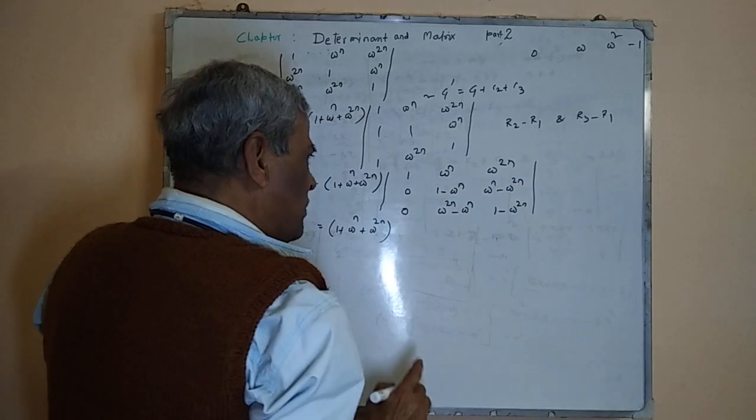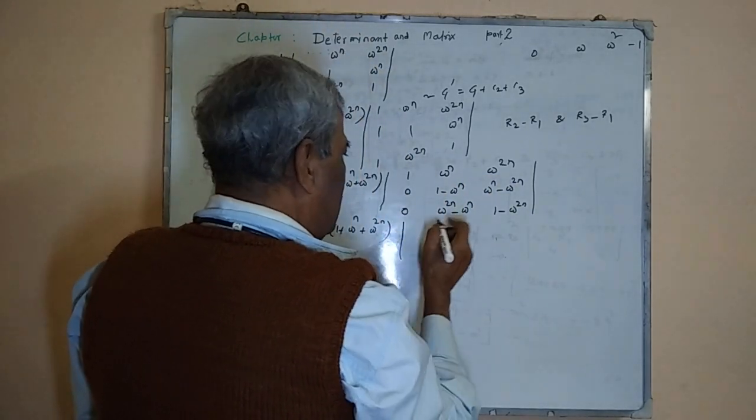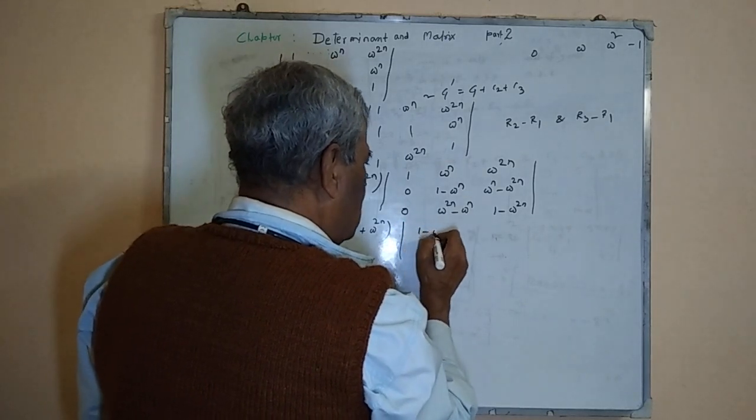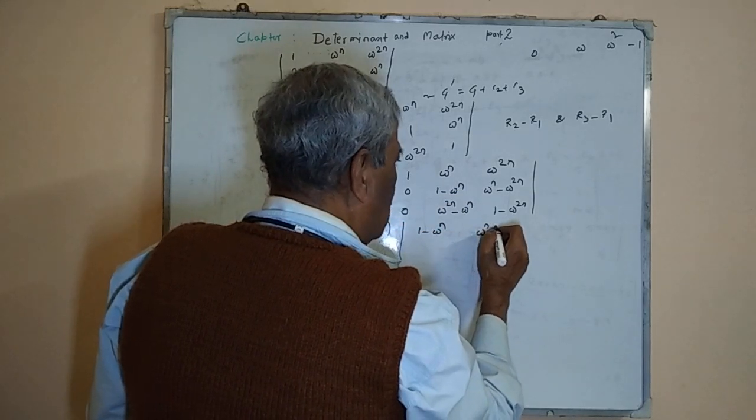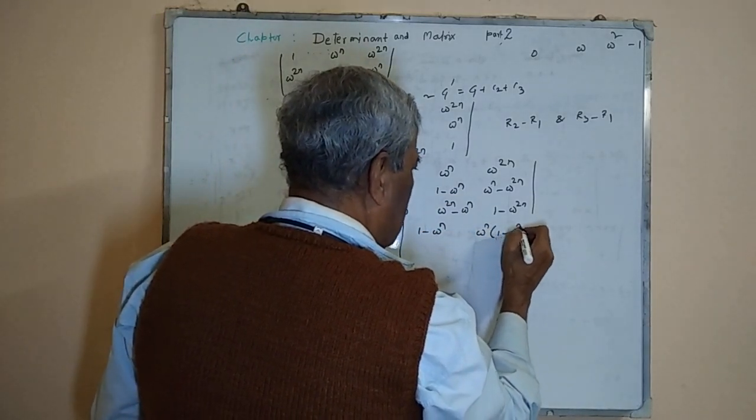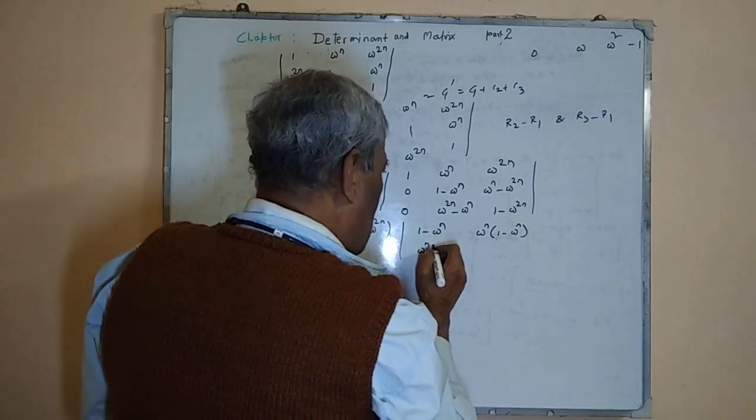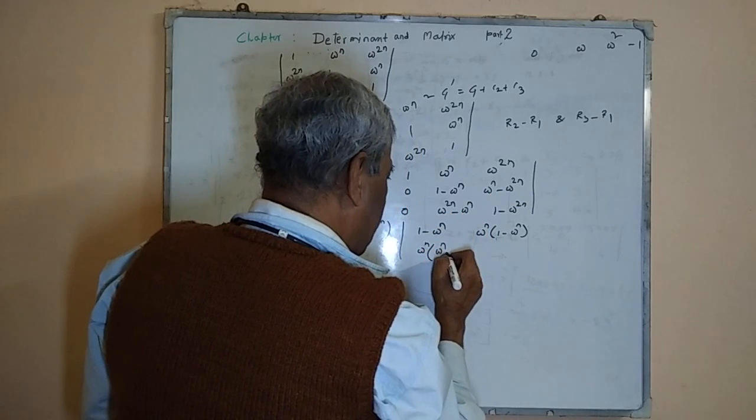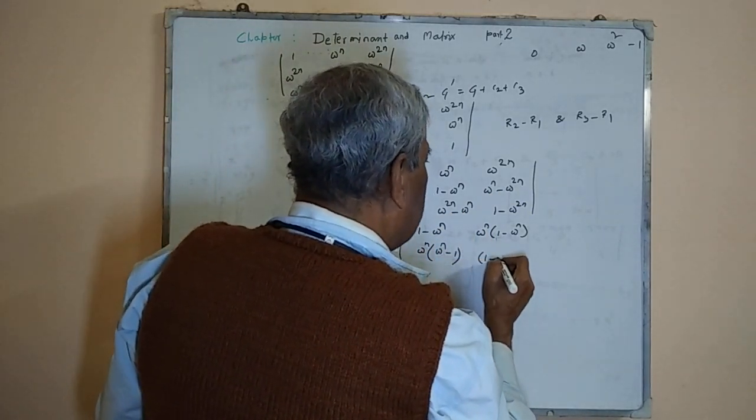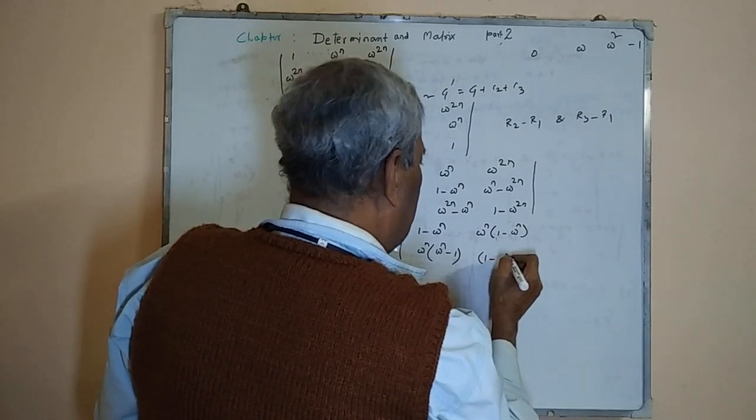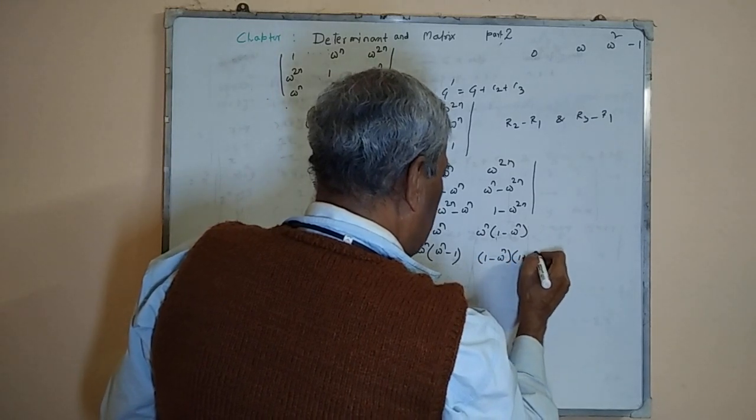So expanding about C1, the smaller determinant is this: 1 minus omega to the power n, taking omega to the power n common, omega to the power n into 1 minus omega to the power n. Then omega to the power n minus 1, and 1 minus omega to the power n into 1 plus omega to the power n.